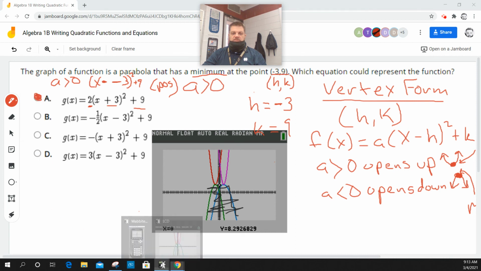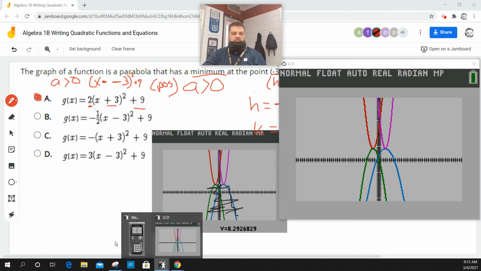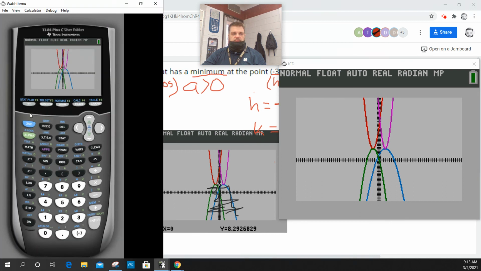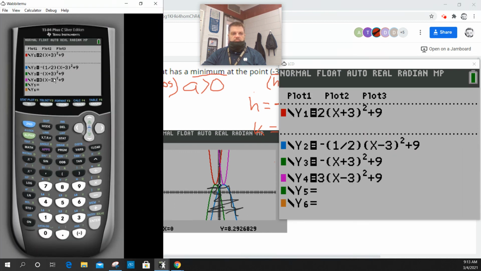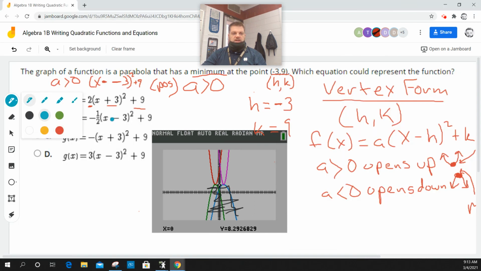What order were those in? Blue, green, purple. So this one wasn't it. This one was the green one. That one wasn't it. And the purple one wasn't it. Okay? That's the right answer.